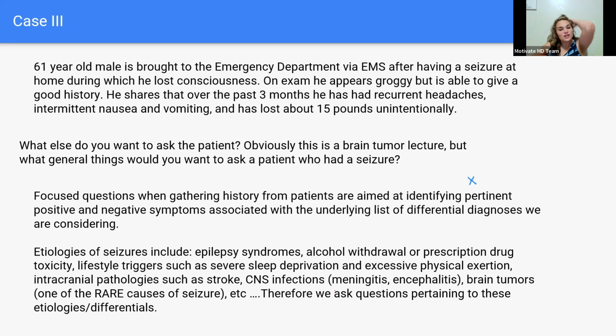Interestingly, brain tumors are actually one of the most rare causes of seizures. That's why it's really important to get a thorough history, because with somebody coming in with a seizure, you probably are going to get brain imaging anyway. But usually your first thing to think about might not be brain tumor. You might be thinking of all of these other things that I was saying that are more common than a brain tumor causing a seizure.